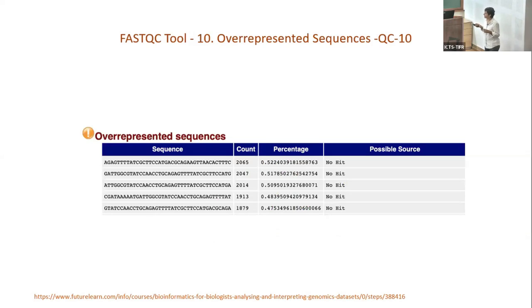So here, for example, there are these overrepresented sequences. If you haven't enriched for something, then it's a good idea to see if these are adapters or something that you put in, because these are coming up too many times. It's just a QC, so you want to check why that is happening.